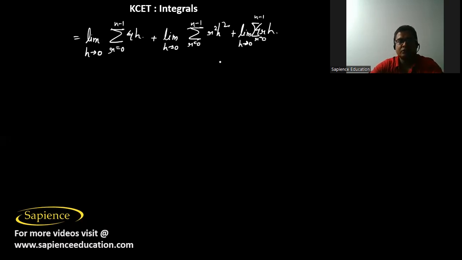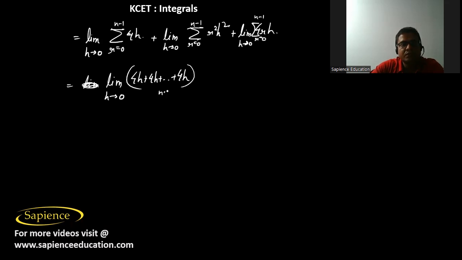Okay, so here h is constant. So limit h tends to 0. In this summation, we have to add 4h n times, means 4h plus 4h plus 4h like this, plus 4h, n times. Then plus, this is limit h tends to 0, h square into summation r square. Means we have to do 1 square plus 2 square till n minus 1 whole square. This we have to do.